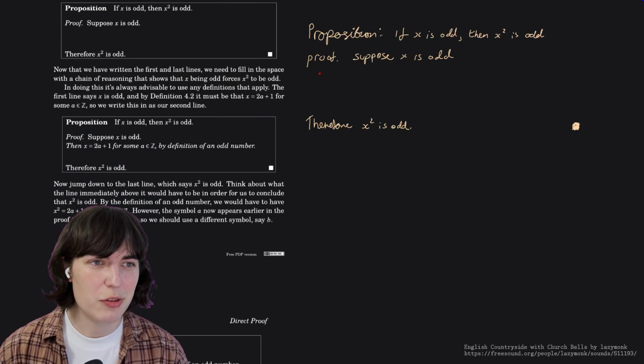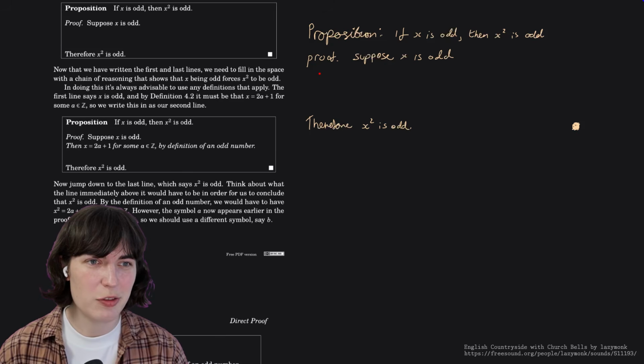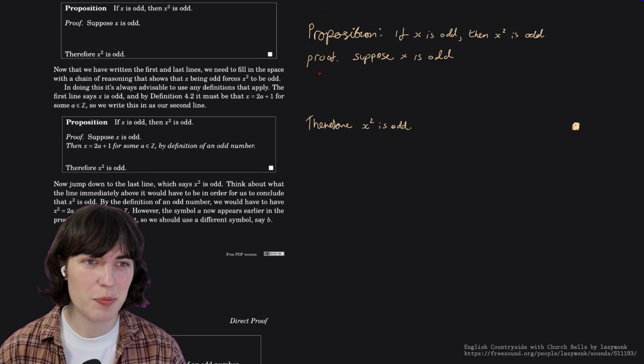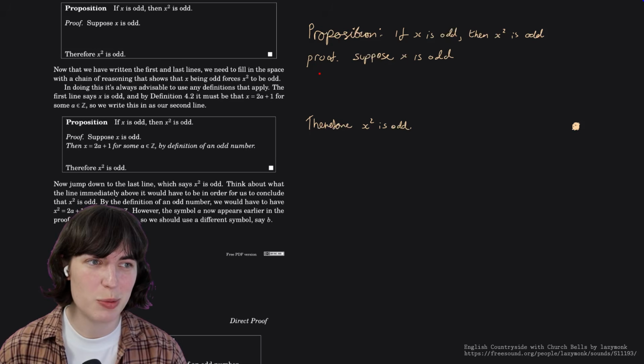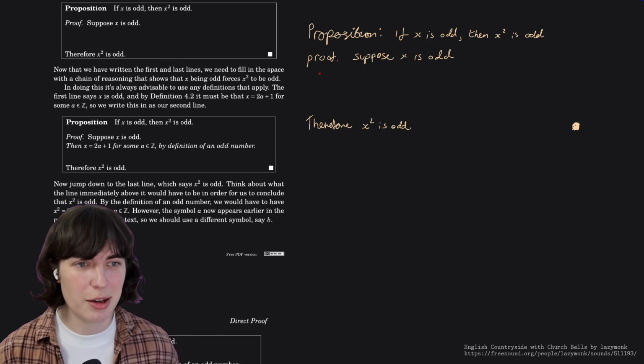Okay, now we have written the first and last lines. We need to fill in the space with a chain of reasoning that shows that x being odd forces x squared to be odd. In doing this, it's always advisable to use any definitions that apply. The first line says x is odd, and by definition 4.2 it must be that x equals 2a plus 1 for some a in the integers. So we write this in as our second line.